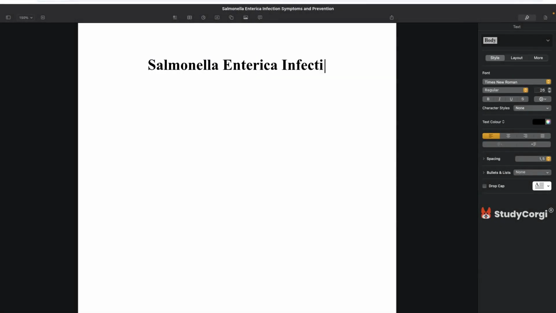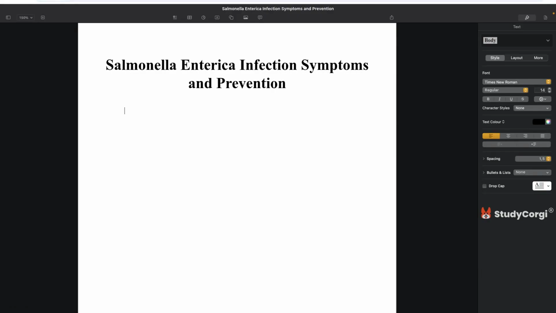Salmonella enterica infection symptoms and prevention. Salmonella was discovered in the 19th century and was named after an American veterinarian, Daniel Elmer Salmon, who discovered it.